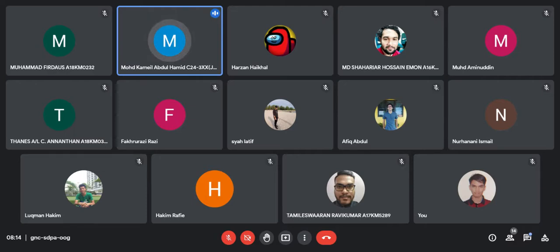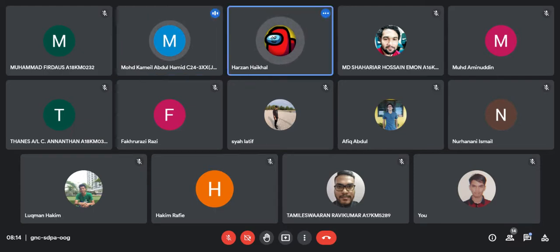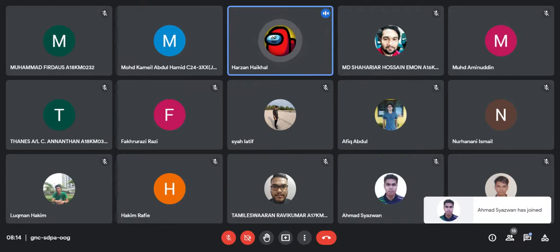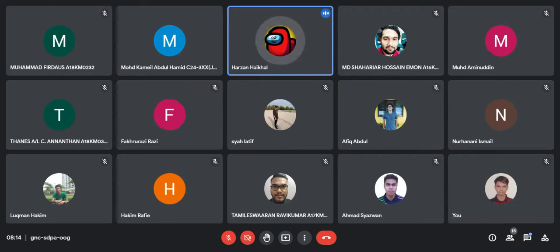Harzan, Abdul Harzan. Ya, Doktor. Kamu okey tak dengan last chapter tu on the gear? Tu kena revive balik, Doktor. Sebab saya tengah revive balik bearing dengan belt. Revive belum lagi. Belum lagi. Okay. Gear dengan bearing baru.